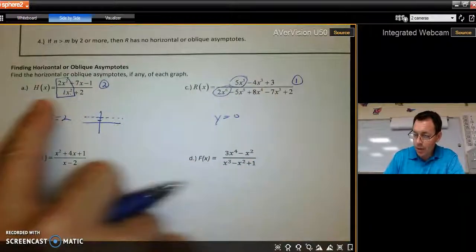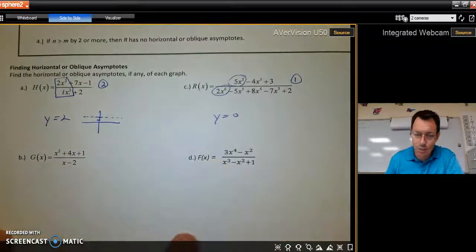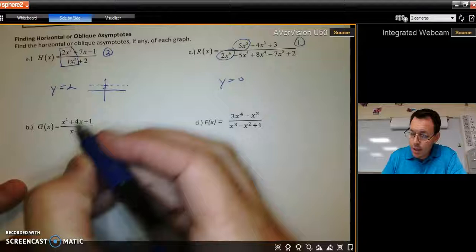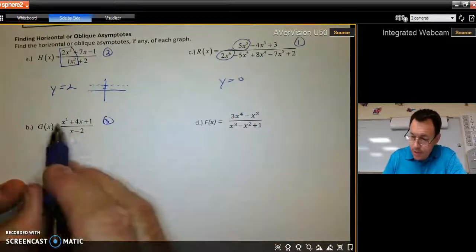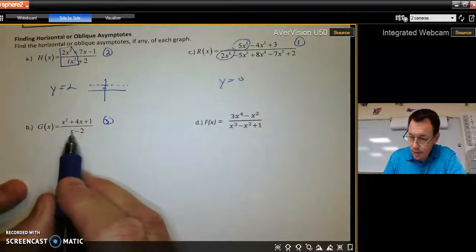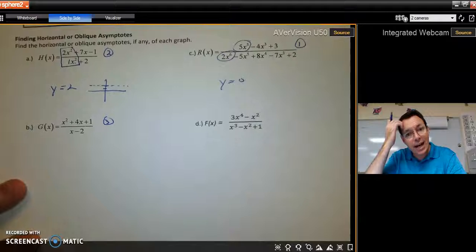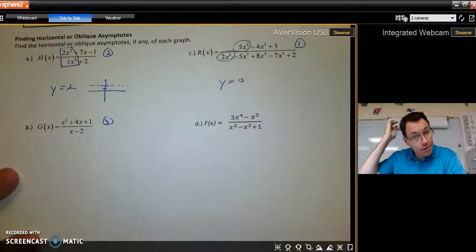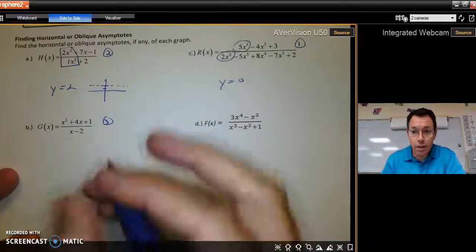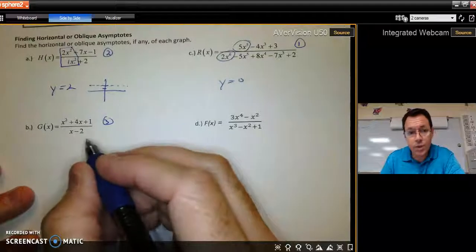That's the only thing you got to worry about. Now, I know I went sideways. This is A and this is C. And now I'm jumping down to B. Now, this is rule 3. This is one bigger than this. So we are going to divide this by this to figure out what our oblique asymptote is. So for this, we're going to use long division.